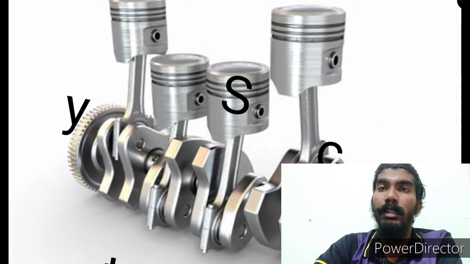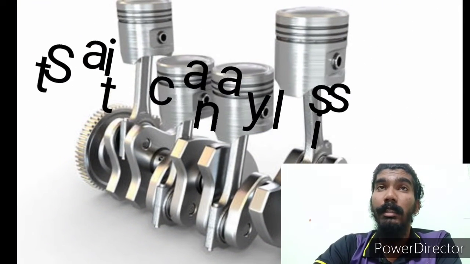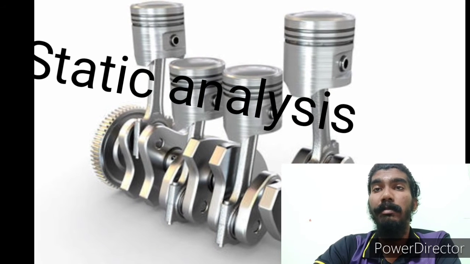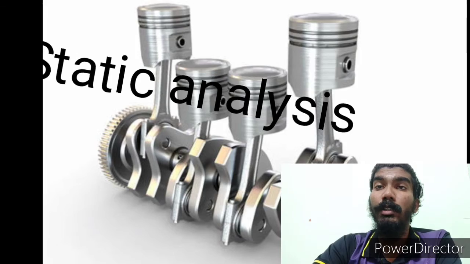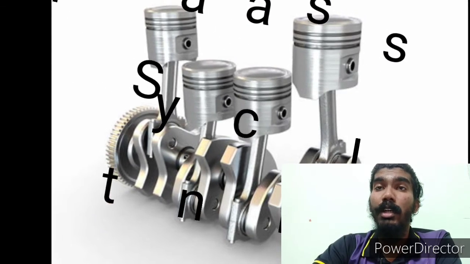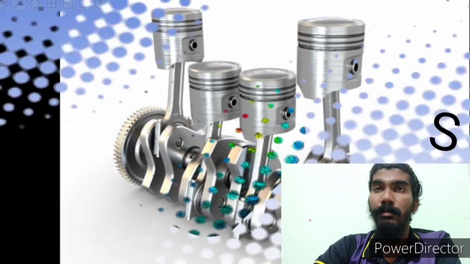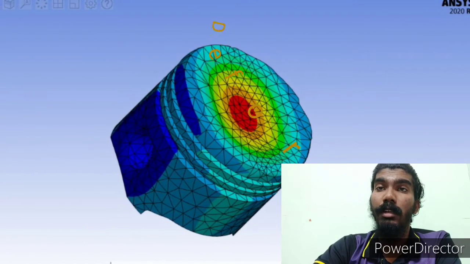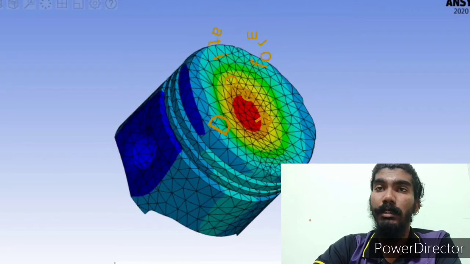Now, we're going to look at the static analysis. Static analysis is to determine the steadiest part in the piston. So we're going to use the pressure of 9 megapascal. The first thing we're going to test is the deformation.